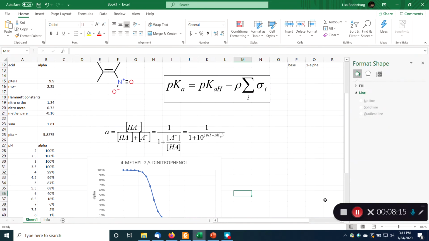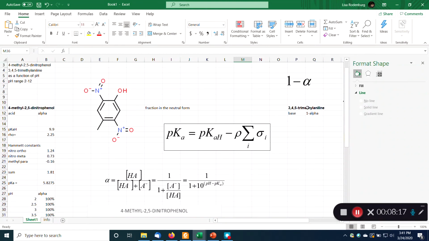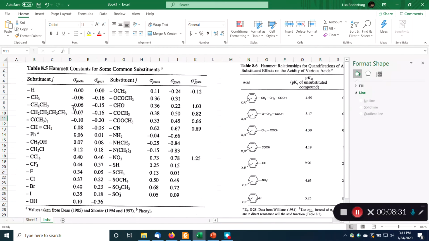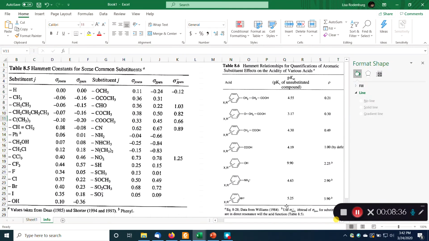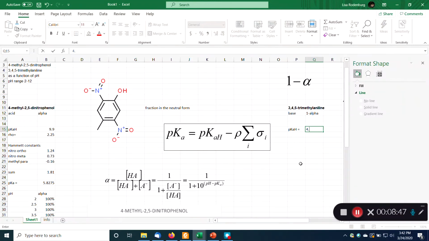So now we can do the same thing for our buddy over here, 3,4,5-trimethyl-aniline. And so again, we want to know the pKa of the unsubstituted form, which is aniline. So we go to our table here. Here's aniline. And so the pKa of the unsubstituted compound is 4.63, and the slope is 2.9. 4.63 and 2.9 is our rho value.